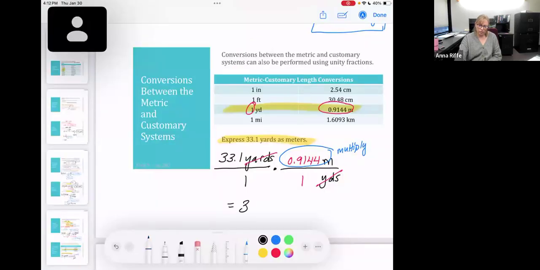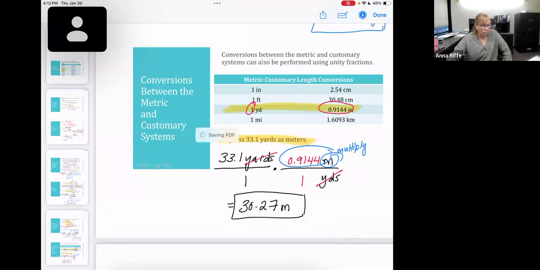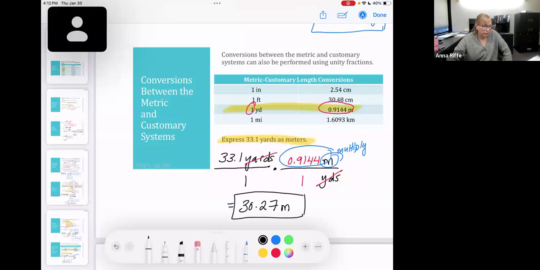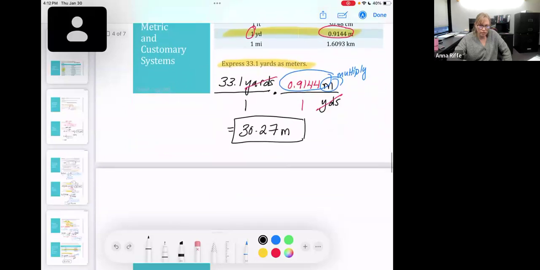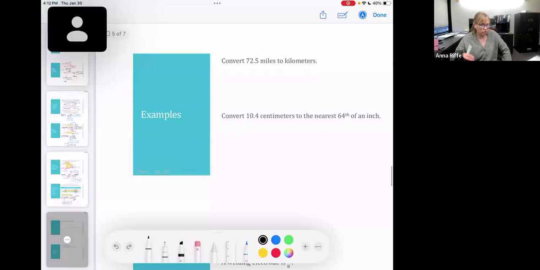So that is equal to 30.27, and the unit that remains is meters. So that is the unit of the 30.27. Okay, questions on that? We won't get super tricky here, just trying to get used to setting things up using the unity fraction. I'll do one more, and then I'll let you do the second one.